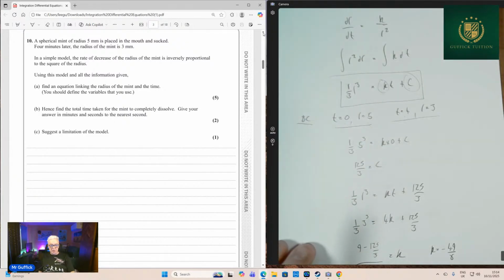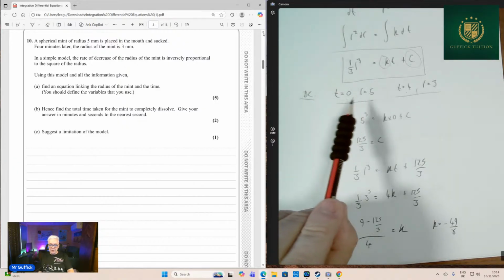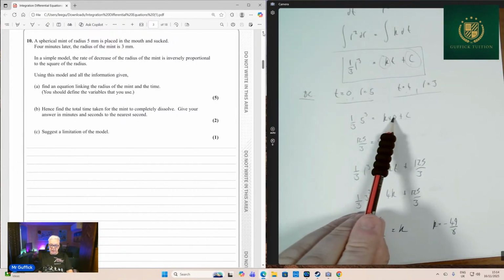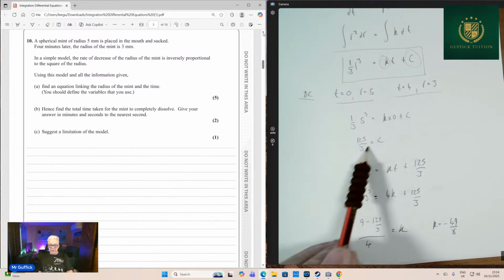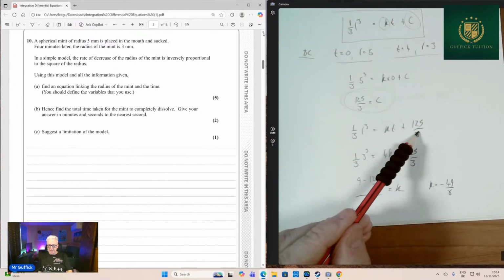So first of all, let's use the information that t is 0. So when t is 0, r is equal to 5. Subbing that in, r is 5, t is 0. 5 cubed is 125. So we end up with c is 125 over 3. So we put 125 over 3 there as our c.